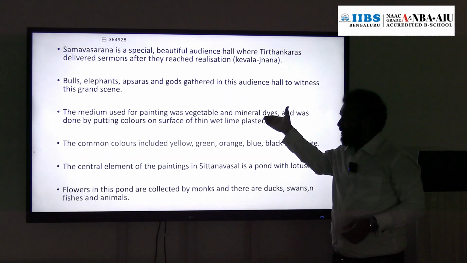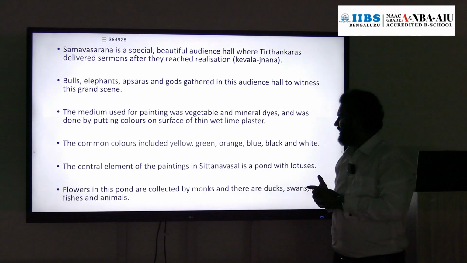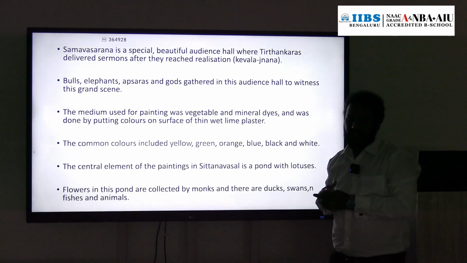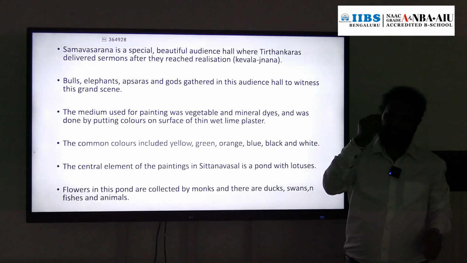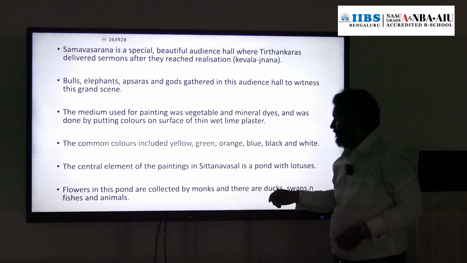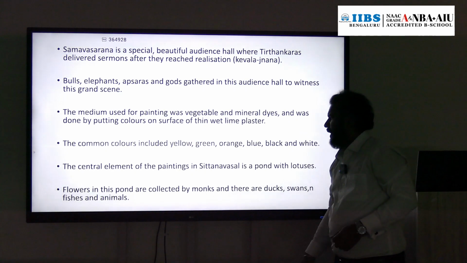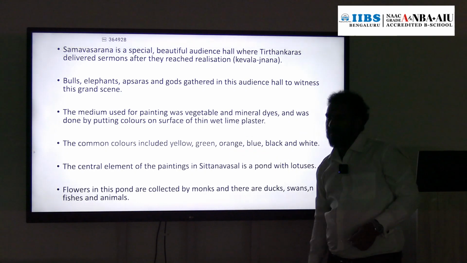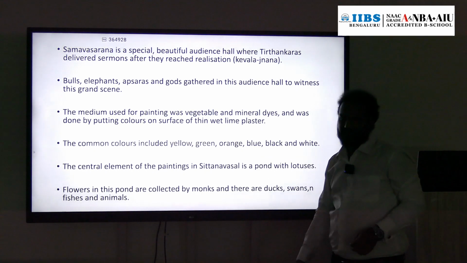They used vegetable and mineral dyes, and they put the paintings on a thin white plaster. The colors they used were yellow, green, orange, blue, black and white. The central element of the painting in Sittanavasal is a pond with lotuses.